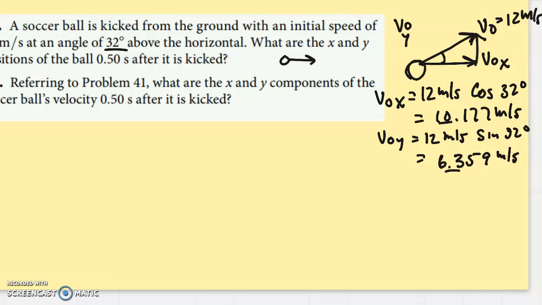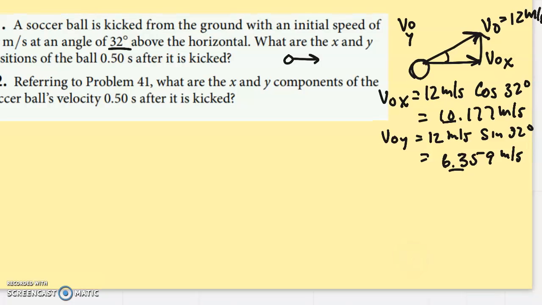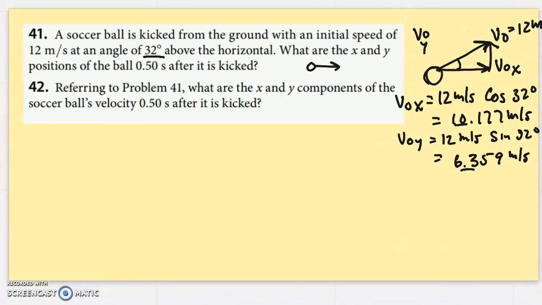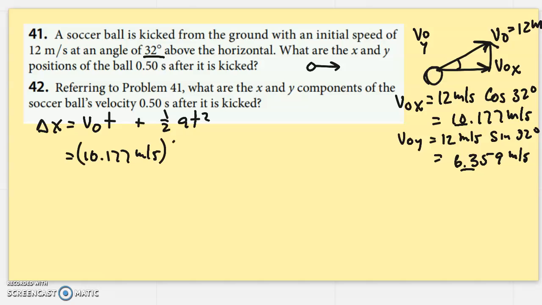All right, so now I'm going to proceed the way I did before. In 41, they say, what are the x and y positions of the ball? So in both directions, I'm going to use delta x equals V0t plus 1/2 at squared. In the x direction, I'll make that V0t, so 10.177 meters a second times the time of 0.50 seconds.